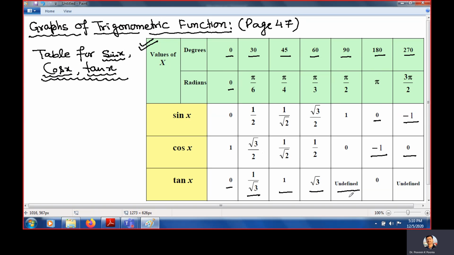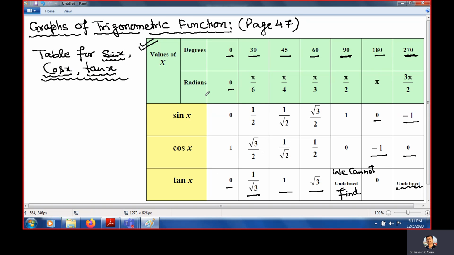Tan 90 is undefined. What is the meaning of undefined? Undefined means we cannot find it. Clear? So if you evaluate it on the calculator, the calculator will tell you undefined. So there are 2 undefined values in tan, at 90 degree and 270 degree. So this is the table.